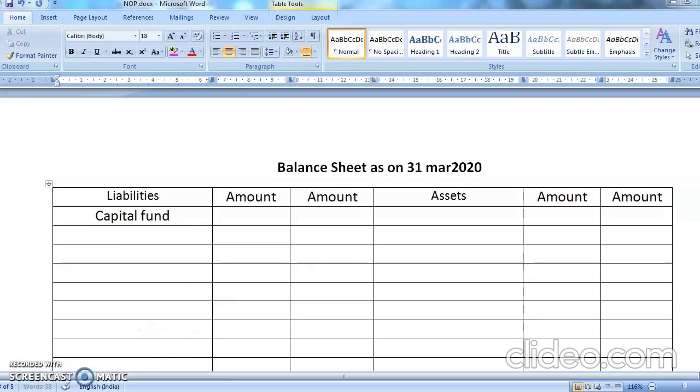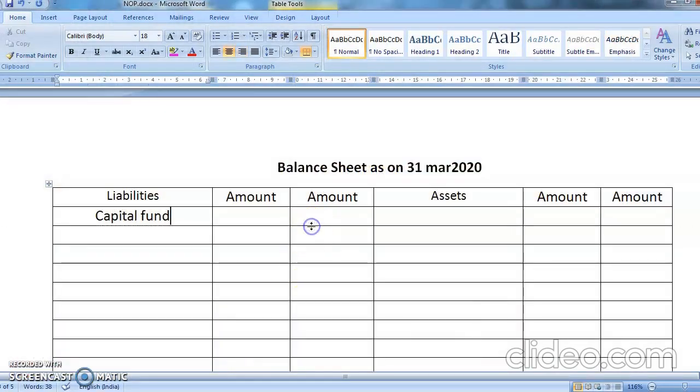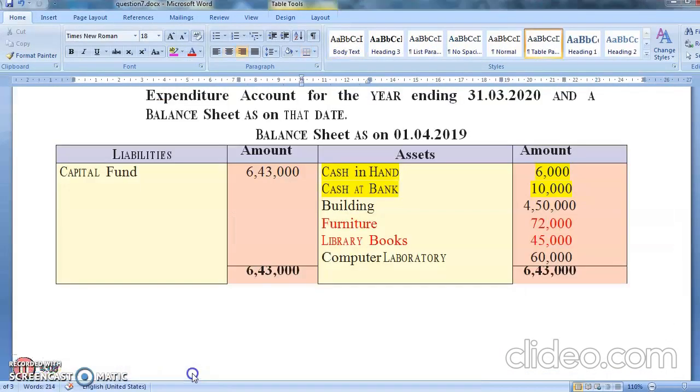What is a capital fund? Yes, capital fund is 6,43,000. What is the capital fund? 6,43,000. So you'll be writing here in the inner column, because capital always has an adjustment. 6,43,000. Then you have building, furniture, library books and computer laboratory.